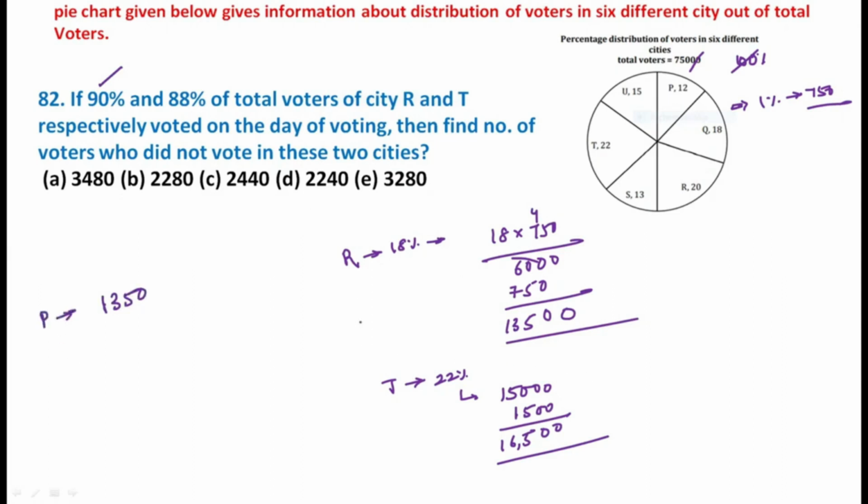In the same way, 88 percentage voting means 12 percentage not voting. 12 percentage means 10 percentage is equal to 1,650, 1 percentage is 165, and 2 percentage is 330, so 1,980. So for R and T, the total is 1,350 plus 1,980, which is 3,330. There is a mistake somewhere in your calculation.